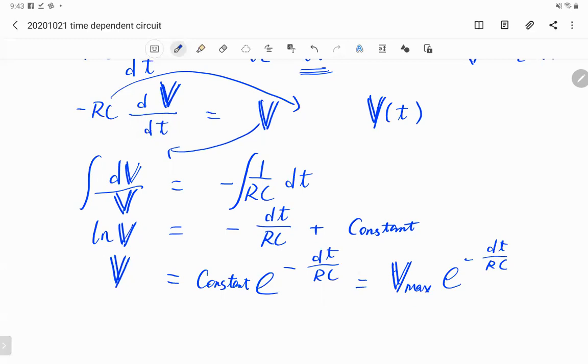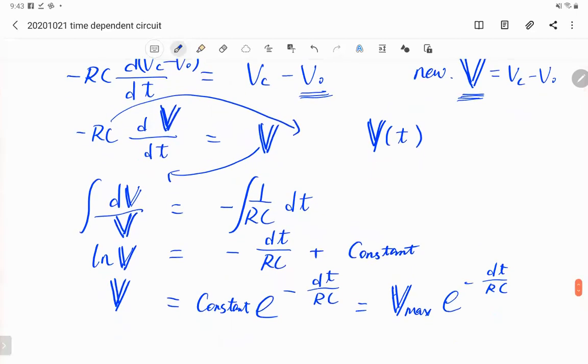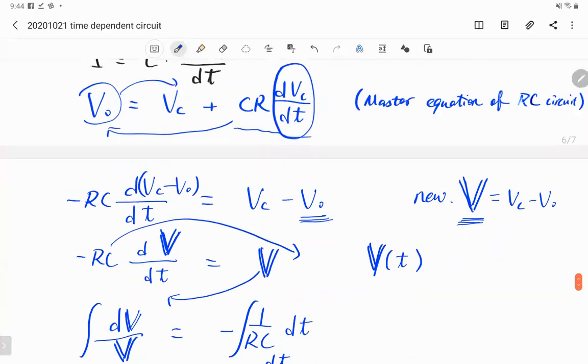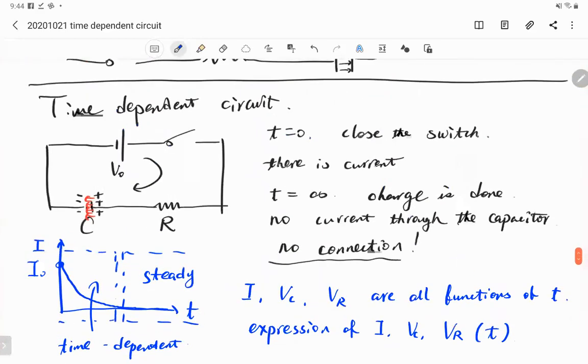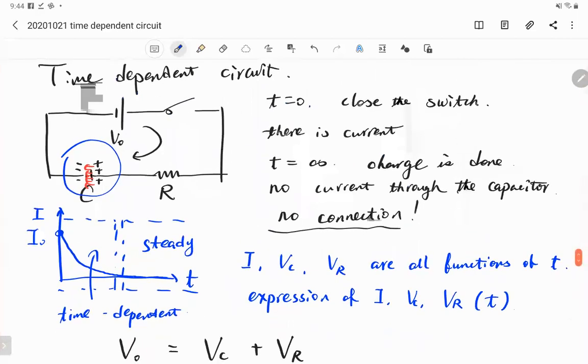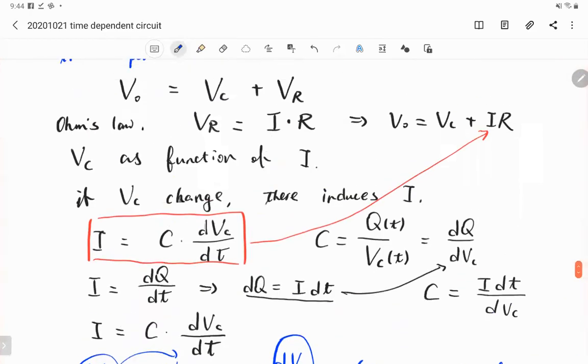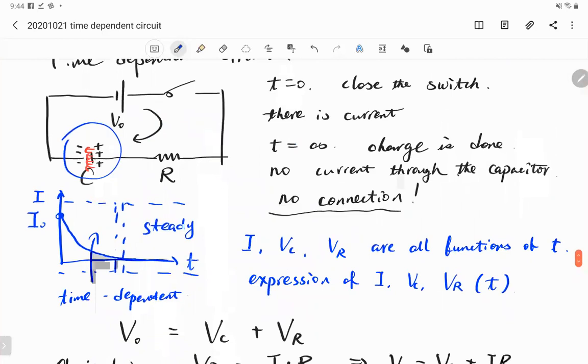Okay, then let's replace the capital V by using Vc minus V naught. So we have Vc minus V naught is equivalent to the V maximum times e to the minus t over RC. Then we will have the voltage on the capacitor, this one. Okay, so you will find that the voltage on the capacitor here is an exponential curve. And this exponential curve gave us a value. So if we just check this current and the voltage, we will get a lot of exponential curves. So let's do this.